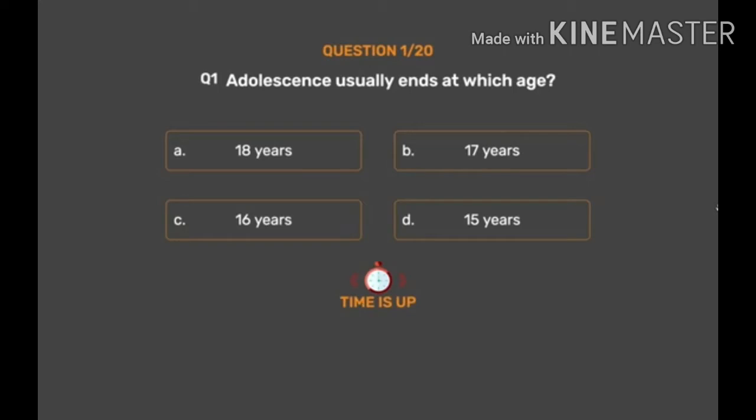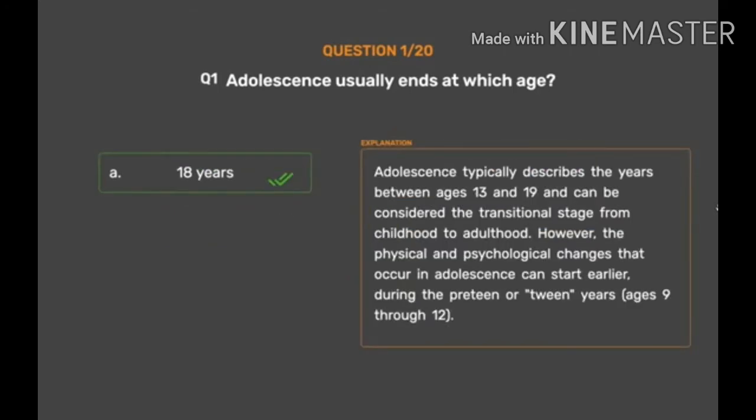The correct answer is option A, 18 years. Adolescence typically describes the years between ages 13 and 19 and can be considered the transitional stage from childhood to adulthood. However, the physical and psychological changes that occur in adolescence can start earlier, during the preteen or tween years, ages 9 through 12.